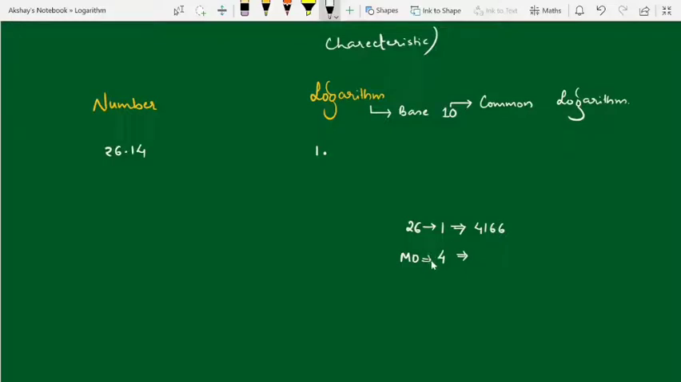We have to check it in mean difference. Under 4 I have 7. So finally we have to add these two. This one 7, this will be 1, this will be 4. So 4173 I have to place here. 4173. Clear? Okay. Shall we go to the next example?